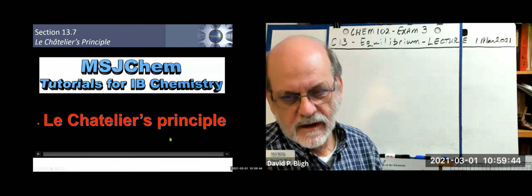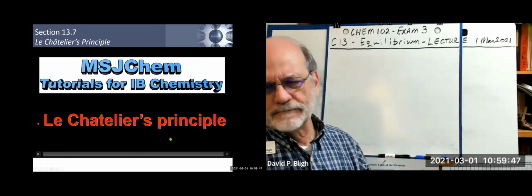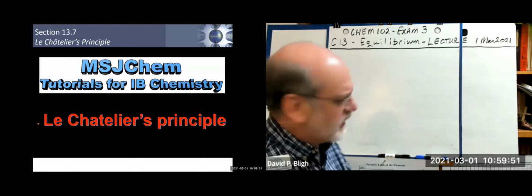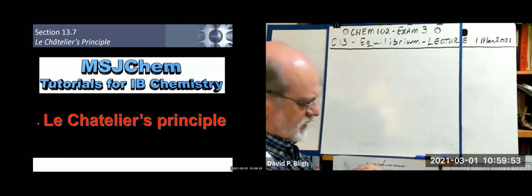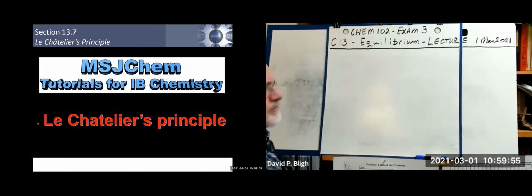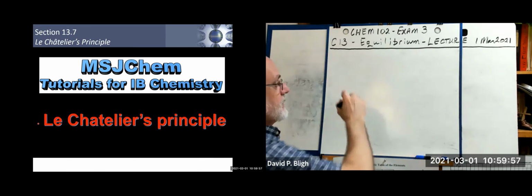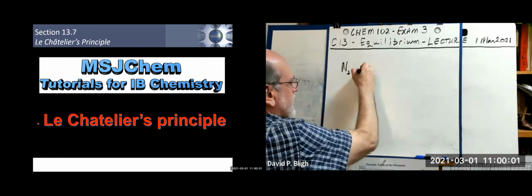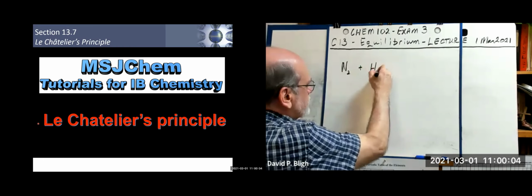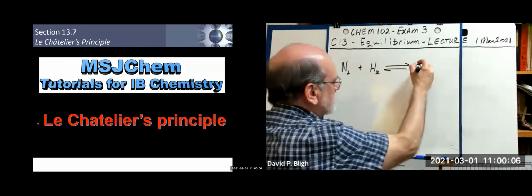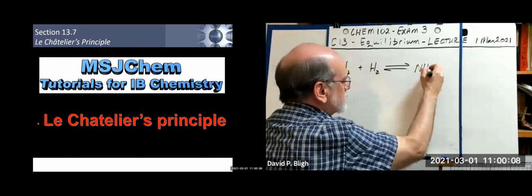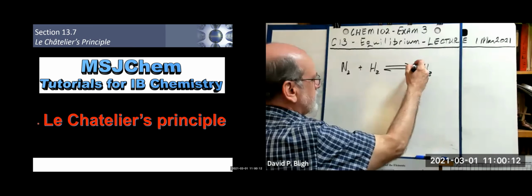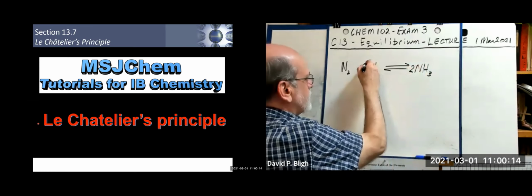Okay. So, about the Haber process. When Fritz Haber first tried to figure this one out, where he combined N2 with H2 to yield NH3, and we need 2 here and 3 here.